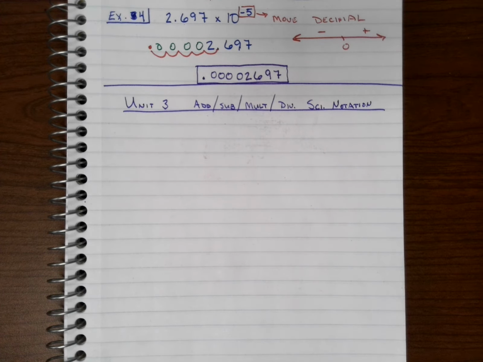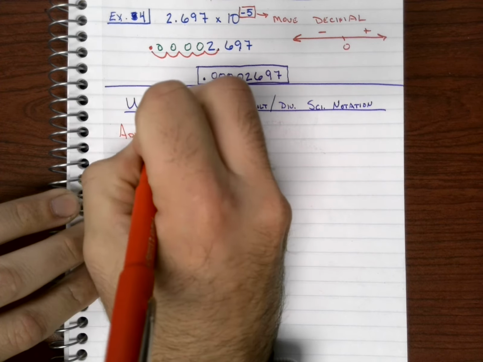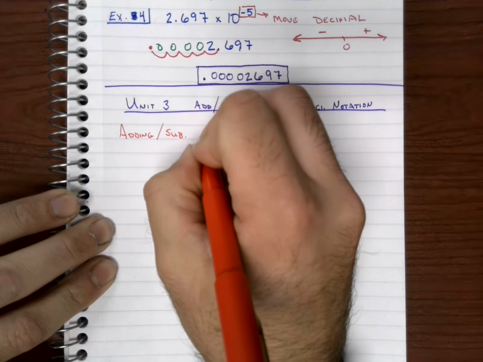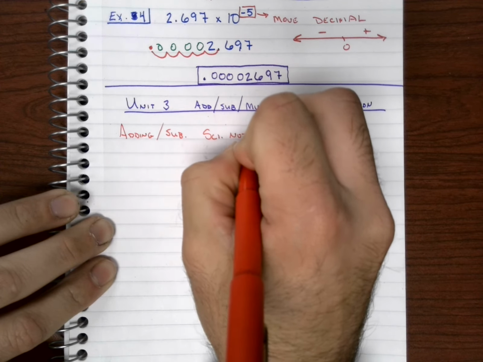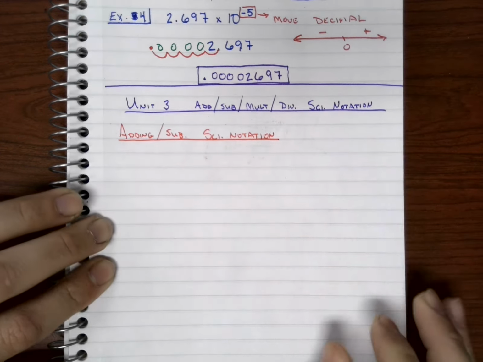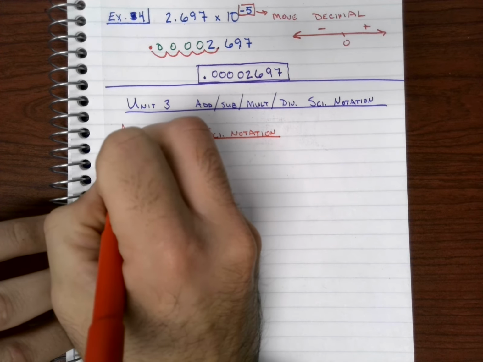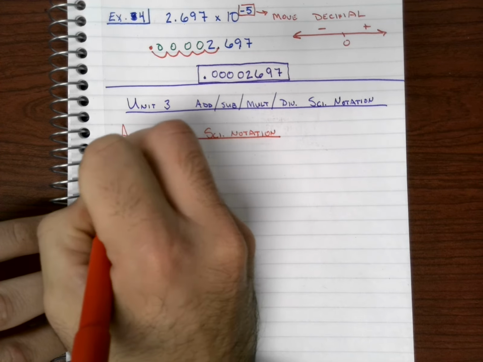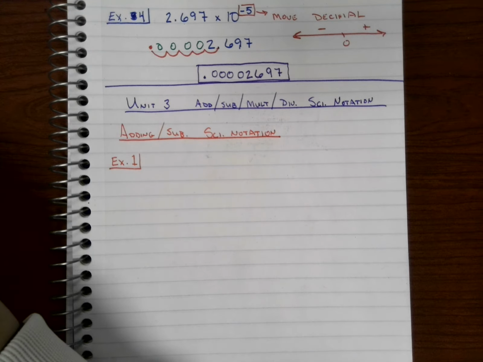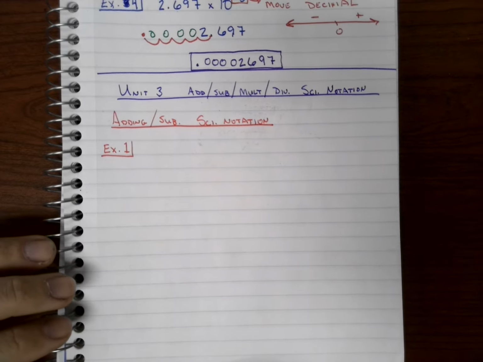All right, so the first thing we're going to look at, adding and subtracting scientific notation. There's a couple things to remember here. I'll put an example down, we'll go through the examples, and we'll jot down little notes, things that help us remember.